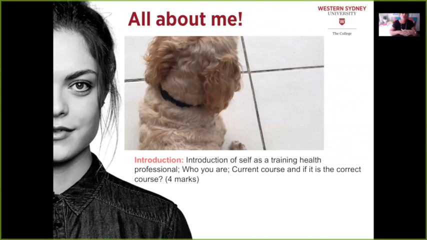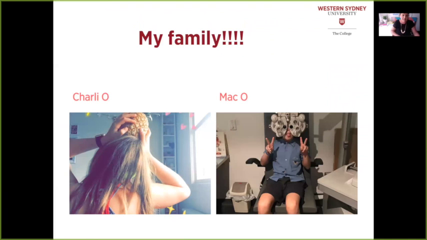Okay. So first one here, you'll see that there's 4 marks dedicated to this first part where we want you to talk about all about your current career, who you are and what you want to do. My first thing is I'm going to talk about my family here. Here's a picture of my cute dog who's constantly at my feet. And here's my family. That's my daughter and my son, very cute, very quirky.